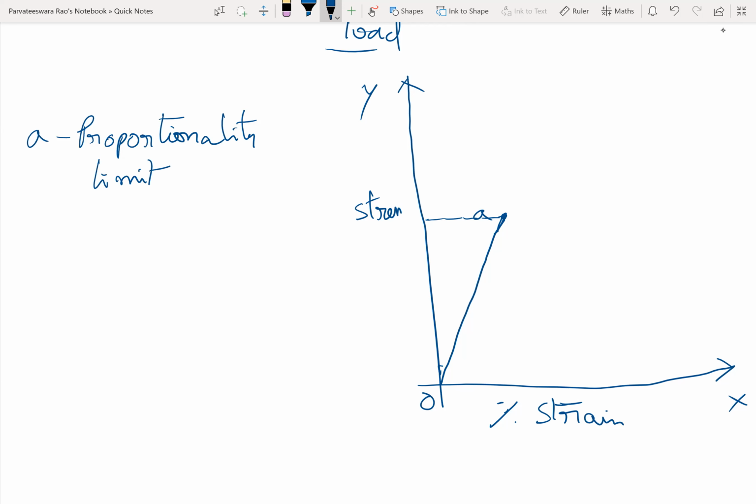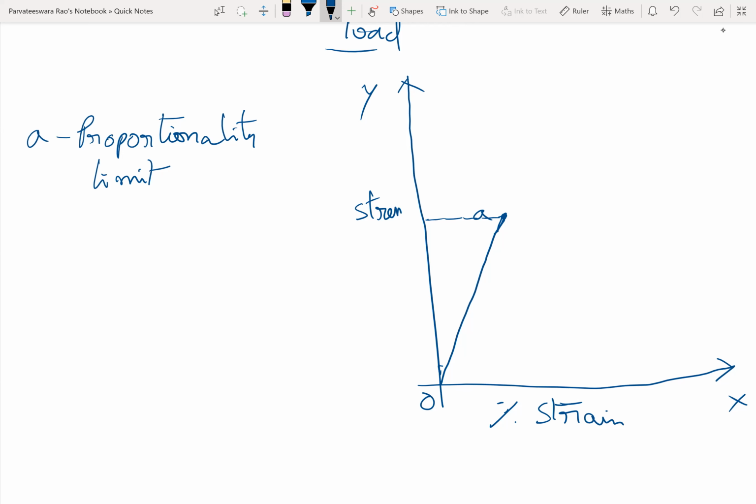It means if the stress is more than A, then the wire will no longer obey Hooke's law. It will be elastic, but it won't follow Hooke's law. That is, stress impressed varies directly as the strain produced. That is the Hooke's law. So that won't be valid after this point A. A is the maximum stress beyond which the wire deviates from Hooke's law. A very important point.